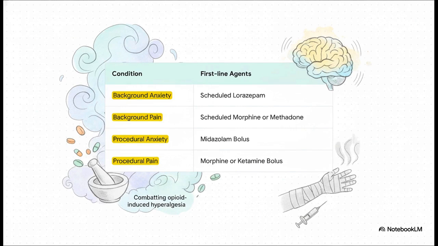We can't just rely on opioids. We treat background pain and anxiety with scheduled agents, like methadone and lorazepam. For procedures, we use preemptive boluses of short-acting agents, like midazolam for the anxiety, and potent analgesics like ketamine or fentanyl for the pain. Ketamine is particularly useful here.